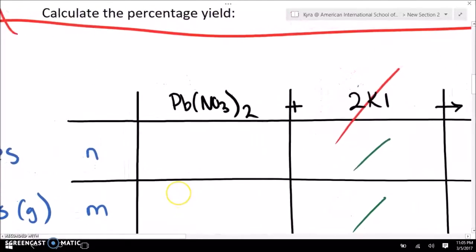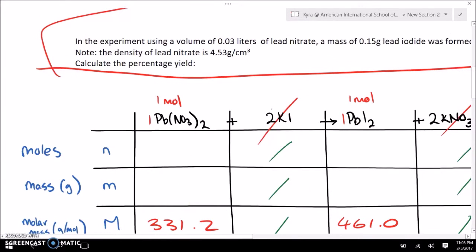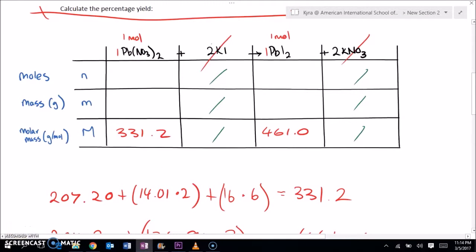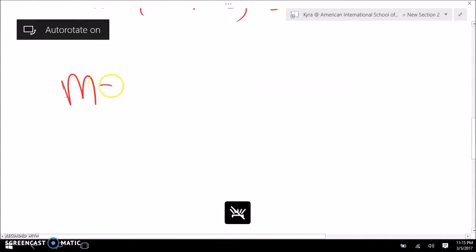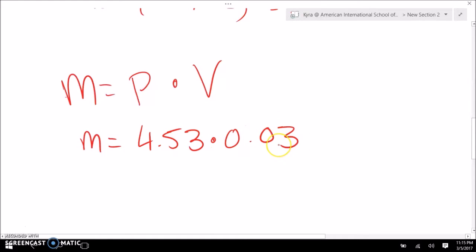Here we know that the coefficient of lead nitrate is 1, and the coefficient of lead iodide is also 1. So with this information, we know the amount of moles of lead iodide is the same as the amount of moles of lead nitrate. But now, since we are given the volume, 0.03, and the density, 4.53, we can work out mass. Using the equation mass equals density multiplied by volume, mass equals 4.53 times 0.03.